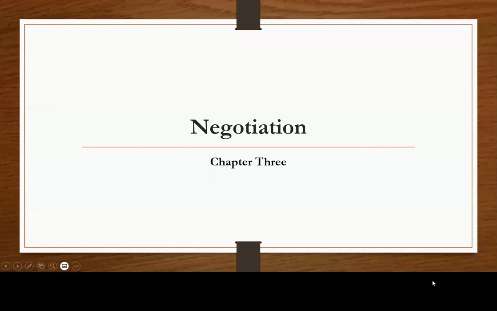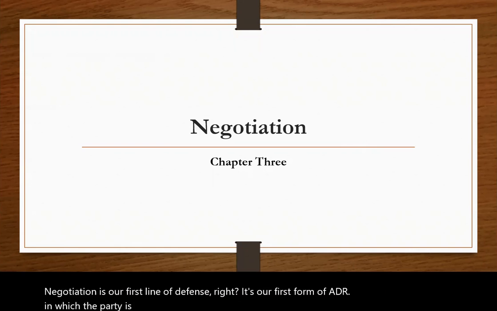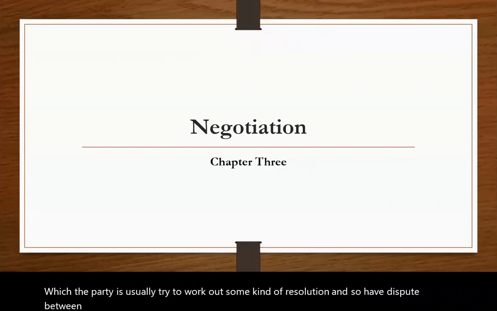So today's topic is negotiation, which stems from chapter 3 in your textbook. Negotiation is our first line of defense. It's our first form of ADR, in which the parties usually try to work out some kind of resolution to some kind of dispute between themselves. They're like, okay, we don't need a third party yet.